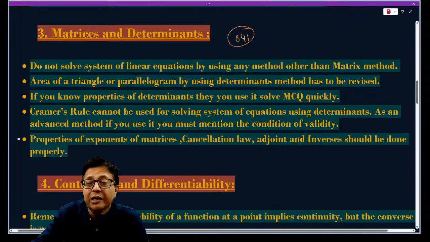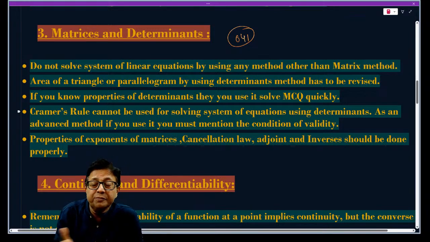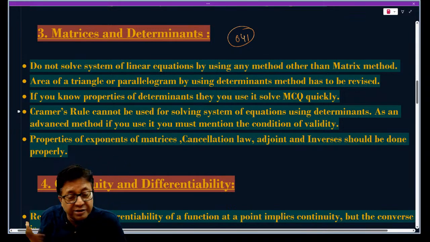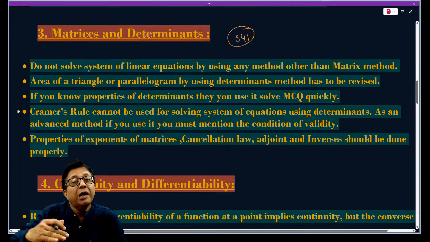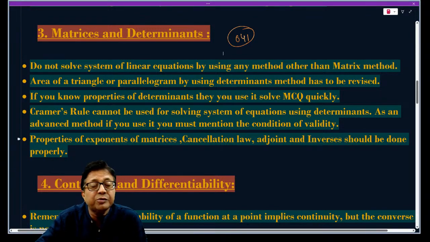Please revise that portion, because every year there is a mix-up of the concepts of determinants and matrices here, adjoint, inverse. I mean, determinant of adjoint A equal to determinant A square for a 3 cross 3 order matrix. All these things are mixed up. Please be careful.